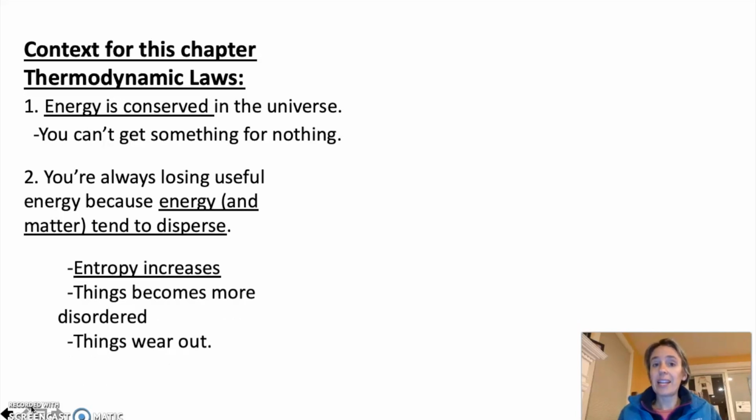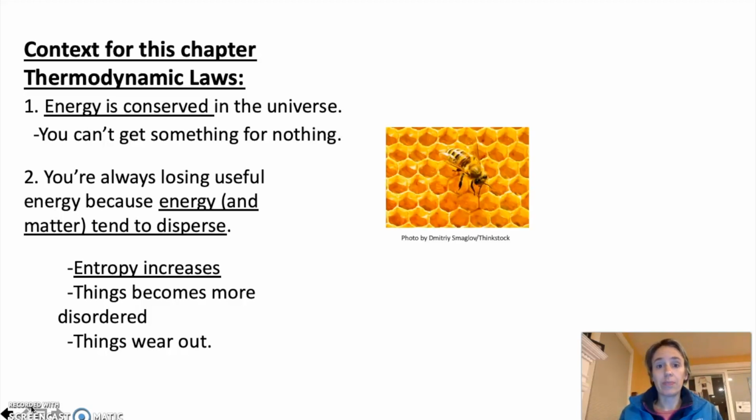Another way to state this is that entropy increases, and we'll define entropy much more carefully shortly. Another way to define it is that things become more disordered or dispersed. And then perhaps my favorite way to think about this second law of thermodynamics is that things wear out. Your new sneakers, they wear out eventually. You can't really unwear them out. You can't really unfry an egg. So as things change, sometimes those processes are irreversible.